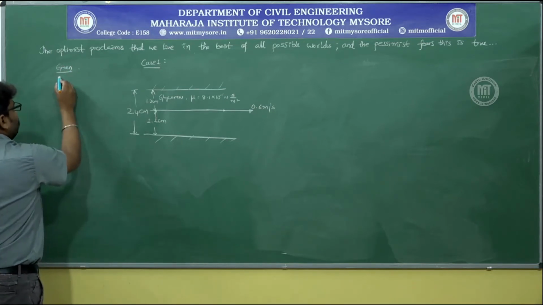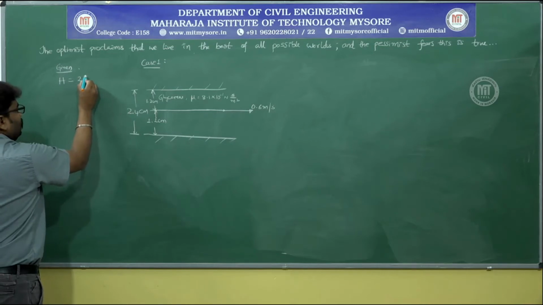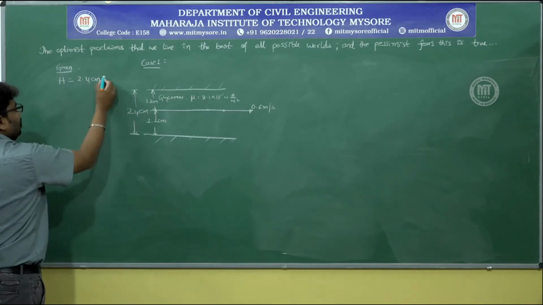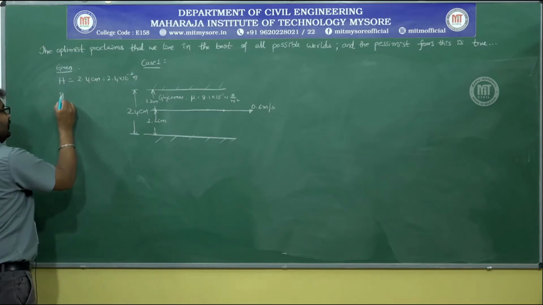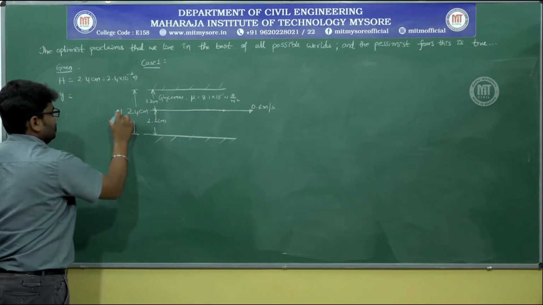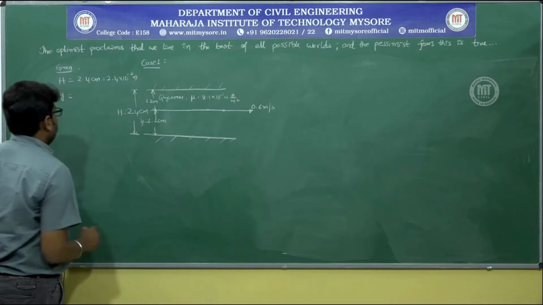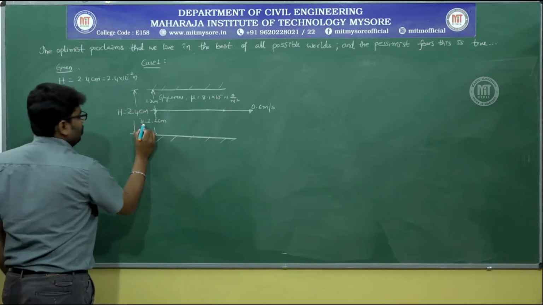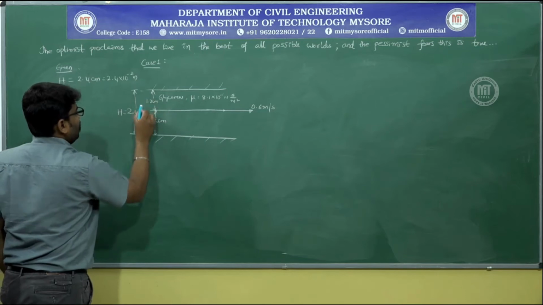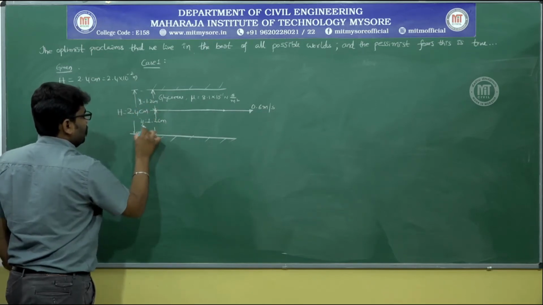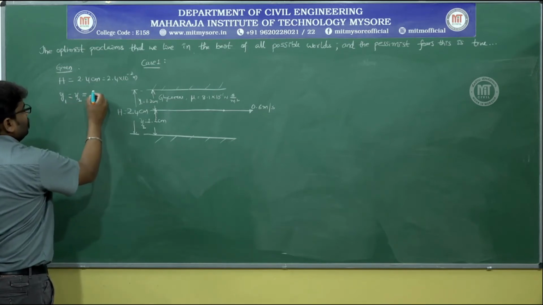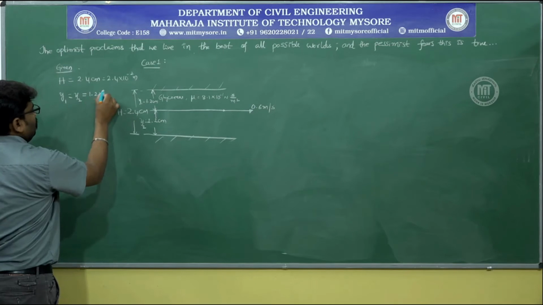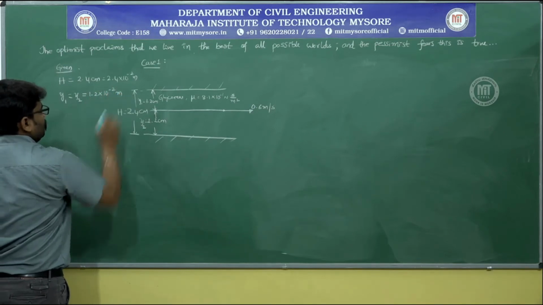So, 2.4 centimeter, I will name it as capital H, 2.4 centimeter, nothing but 2.4 into 10 power minus 2 meter. And now I will write this as Y, this as H and this as Y. Upper part is Y1, lower part is Y2. So, Y1 here is equal to Y2 is equal to 1.2 into 10 power minus 2 meter.